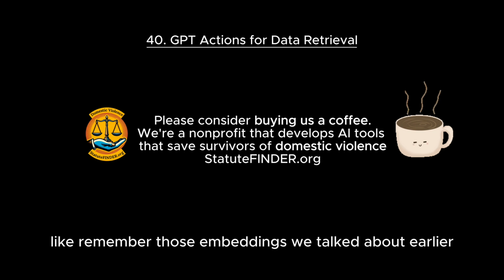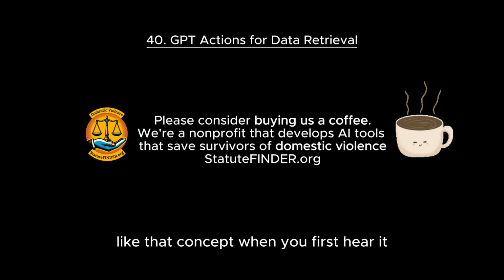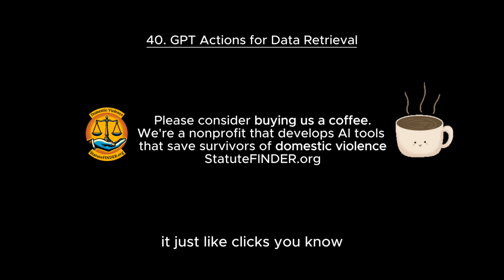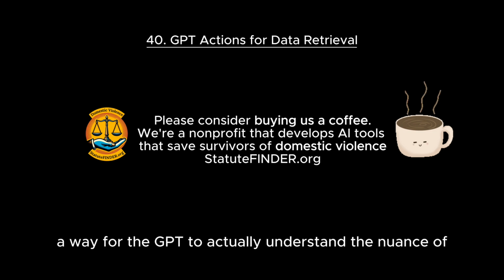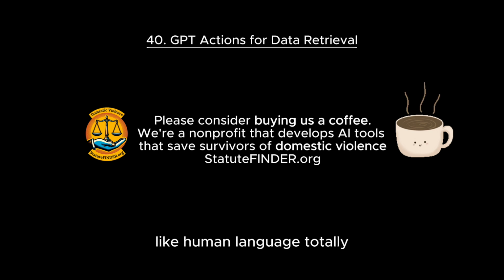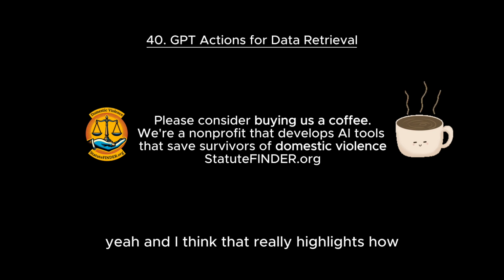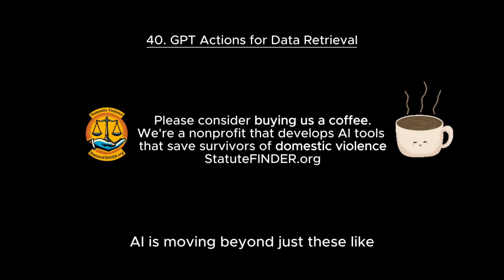Remember those embeddings we talked about earlier? When you first hear the concept, it sounds super complex, but the way they explain it in the documentation, it just clicks. Yeah, that was a total light bulb moment for me. It's not just a bunch of numbers. It's a way for the GPT to actually understand the nuance of human language. It's like they're learning to read between the lines, not just scan for keywords. I think that highlights how AI is moving beyond rule-based systems. We're teaching these GPTs to think more like humans. Understand context, understand meaning. It's pretty cool.